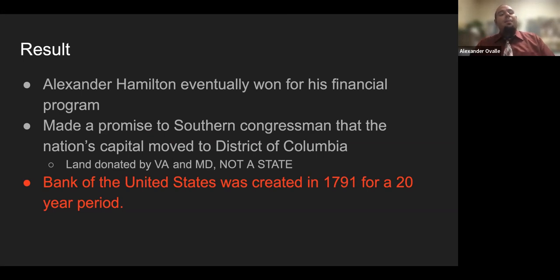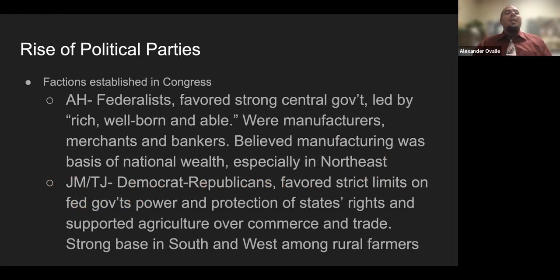The Bank of the United States was created in 1791, and for a 20-year period. So the rise of political parties. There are two political parties following this.